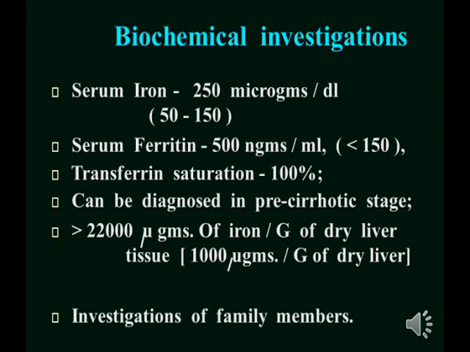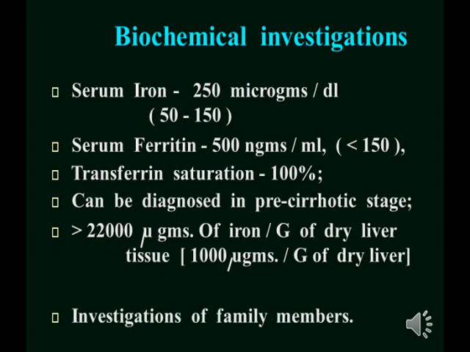So coming to the biochemical investigations, serum iron level will go more than 250 micrograms per deciliter, which is above the normal. Serum ferritin goes more than 500 nanograms per milliliter. Transferrin saturation will be 100%.